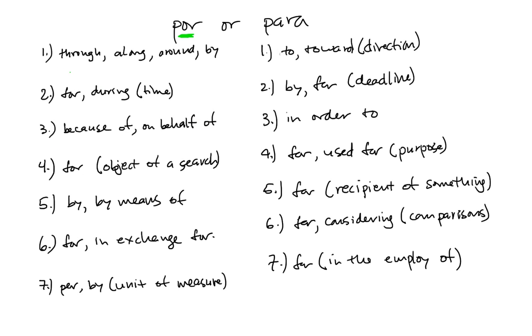These are all here on the left, uses of por. It can be used to render through, along, around, or by. For example, Juan fue, past tense, por el parque. Okay, Juan went through the park, through that space, throughout a period of time. María estudió por una hora. Maria studied for an hour, throughout the period of time, throughout that 60 minutes.